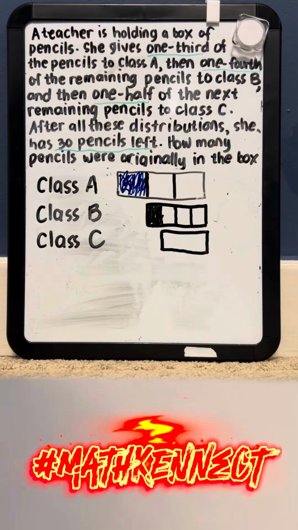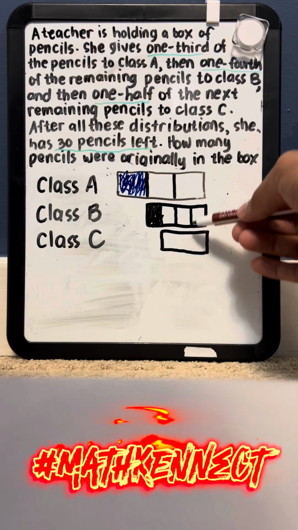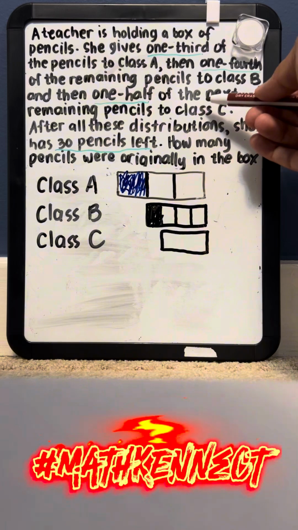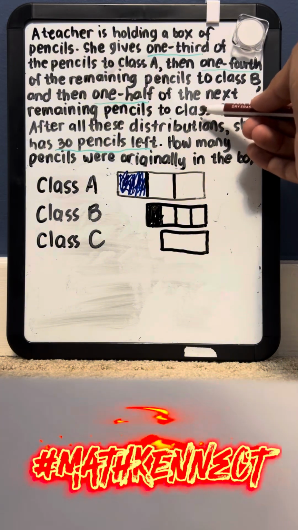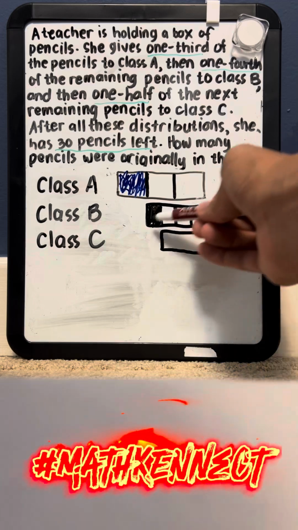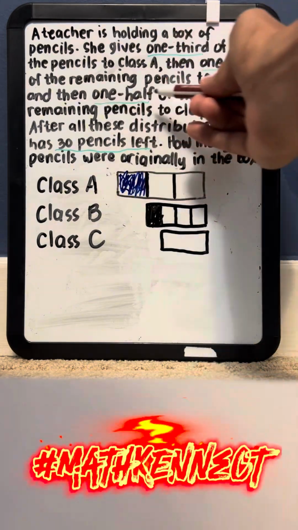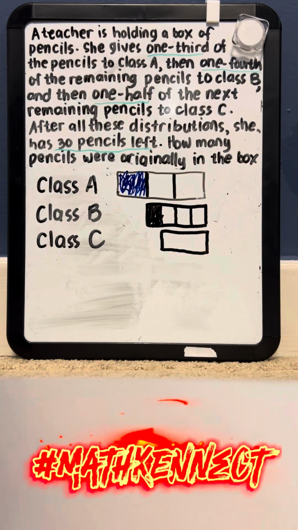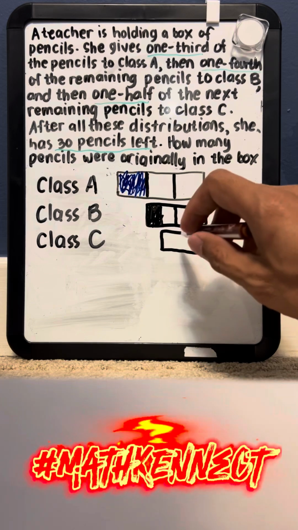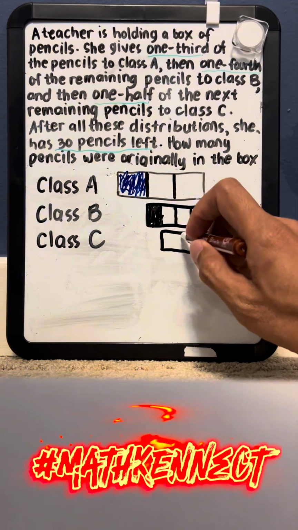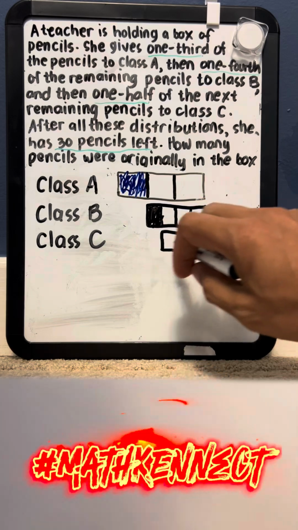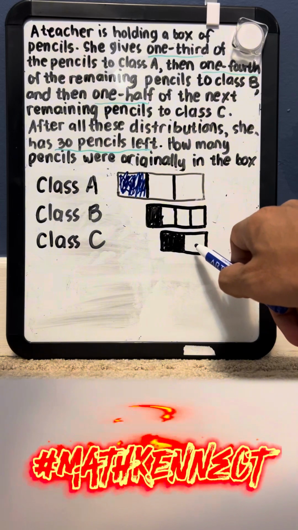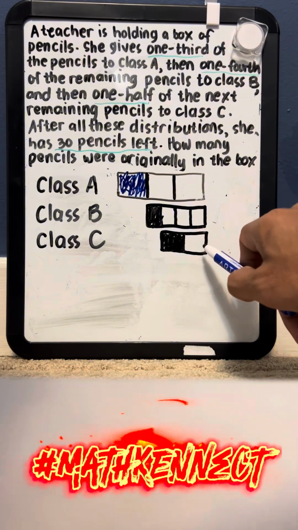Okay, so this box is the unshaded region from class B, and this is the next remaining pencils that the teacher brought to class C. And from those remaining number of pencils, 1/2 of those are distributed to class C. So what I'm going to do is to divide this box into 2 equal parts. So 1/2 of this box will be shaded. So this part right here is the remaining number of pencils.